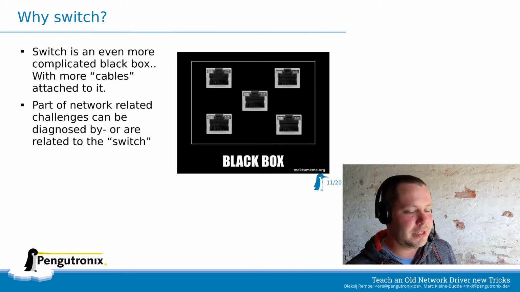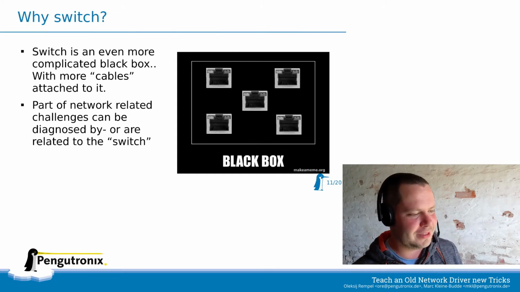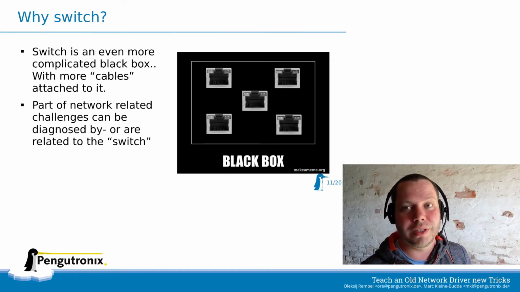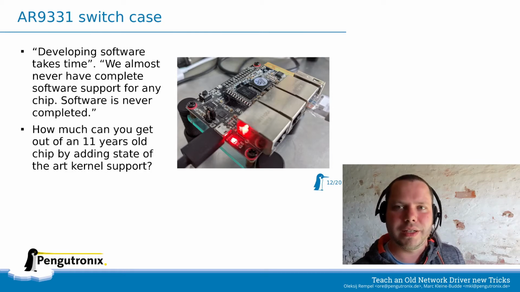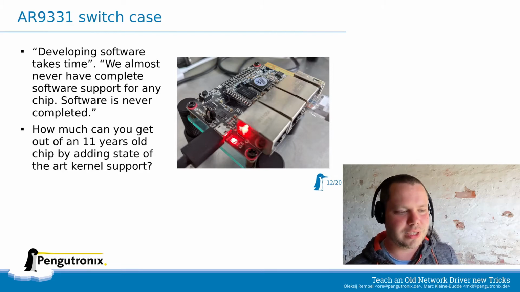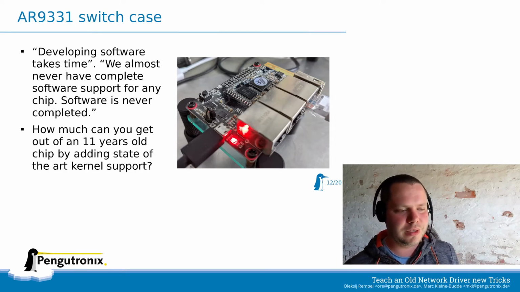One other example is the switch. Why switch? Well, it is complicated enough, and it is kind of a black box with even more ports, and it can be used as part of diagnostics for complicated network problems, or it is part of the problem itself. As my point of interest, I took one of the old chips from Atheros, AR9331, which has many integrated parts, a MIPS CPU with 200 MHz or something like this. It has an integrated switch for 5 ports, and it has even integrated Wi-Fi, but it is currently not interesting for me.